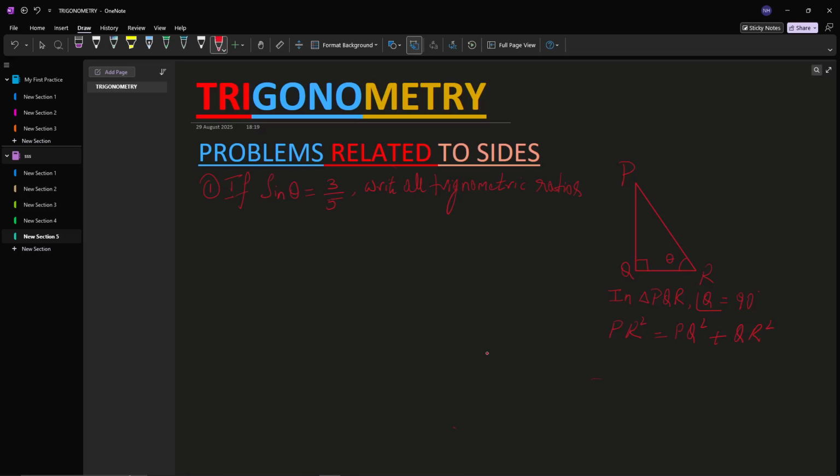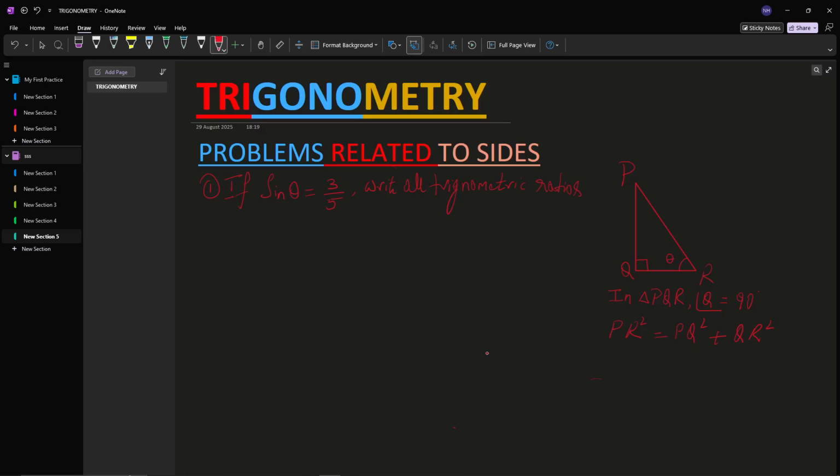Today we are going to start with some of the basic problems of trigonometry relating the sides of a right angle triangle. Here is a problem which I have taken as sin theta equals 3 by 5. Let us write all the trigonometric ratios. There are 6 trigonometric ratios. One of the trigonometric ratios is given. So you know that sin theta is equal to 3 by 5. A numerator and the denominator is given. So sin theta is opposite side divided by hypotenuse.